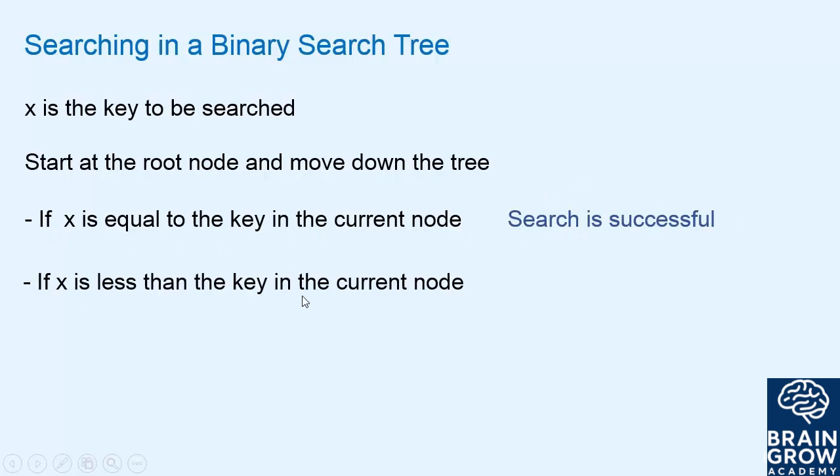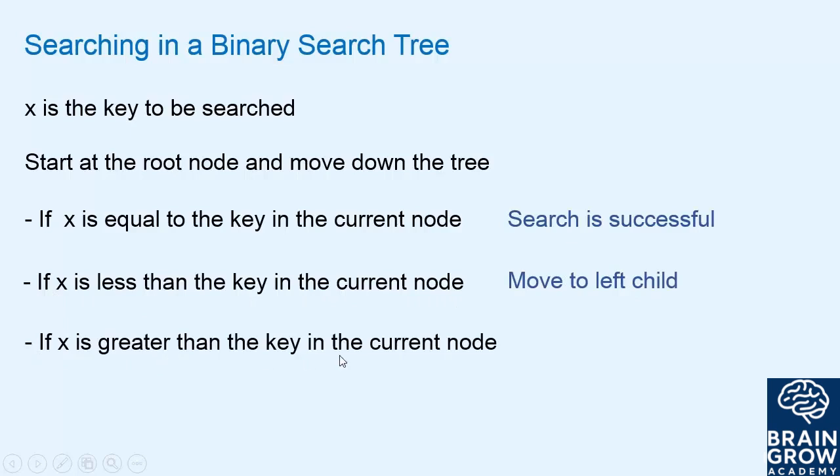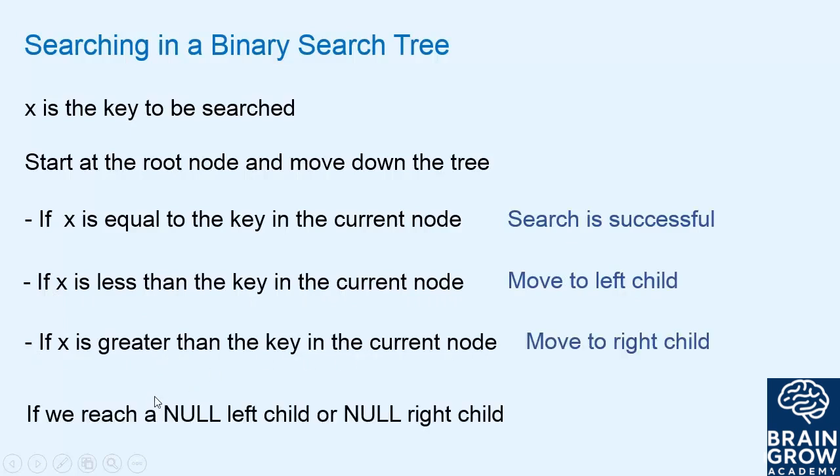If X is less than the key in the node, then we move to left child. And if X is greater than the key in the node, we move to the right child. And if we reach a null left child or a null right child, it means that the search is unsuccessful. The key X is not present in the tree.